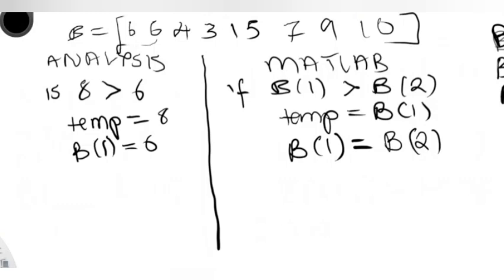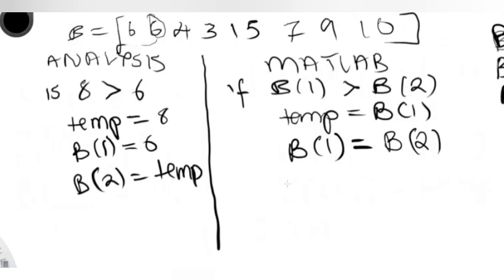Then we need to put back 8. We need to put 8 at the position where 6 was, which is this position here. So we're going to say B2 is equal to temp. The temp, which is just 8.